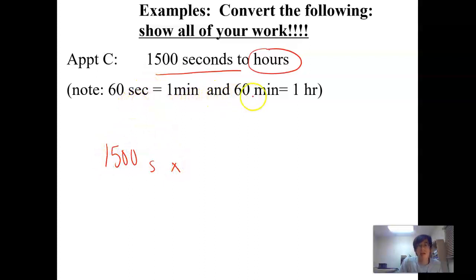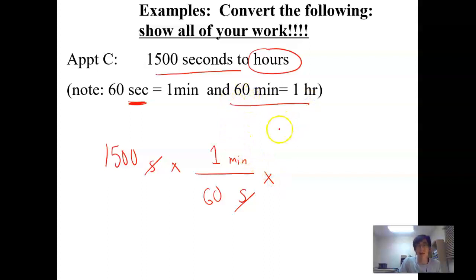Which one am I going to use? I'm going to use the equivalent statement that has seconds in the units, so I'm going to use this one. I want to cancel out seconds, because that's the unit I want to get rid of, and I want to leave minutes on top. For every 60 seconds, there's 1 minute.